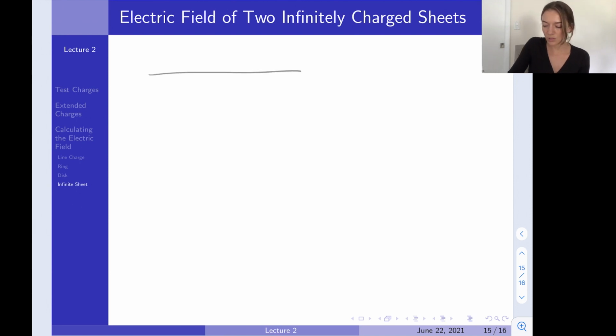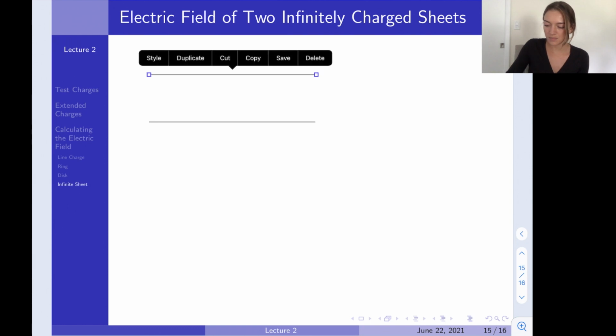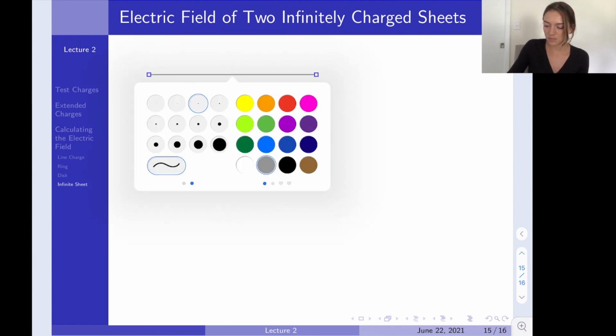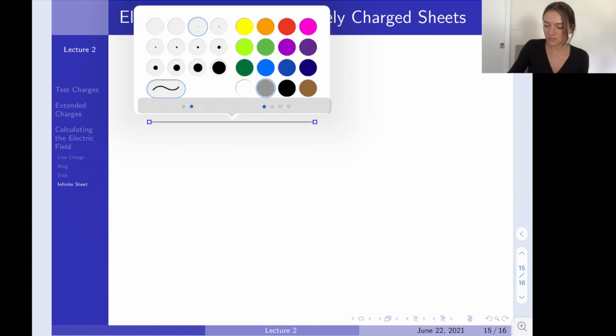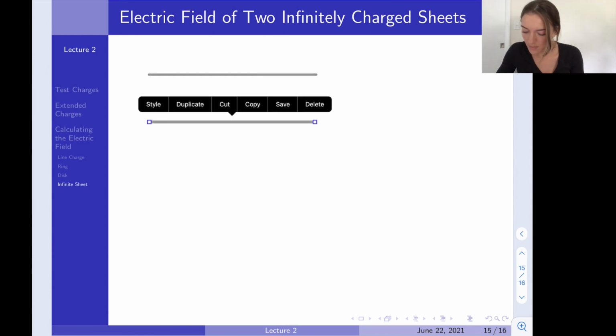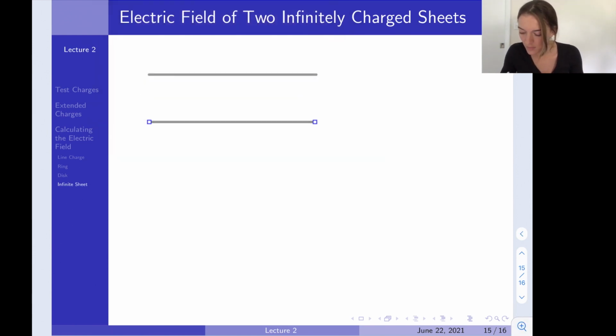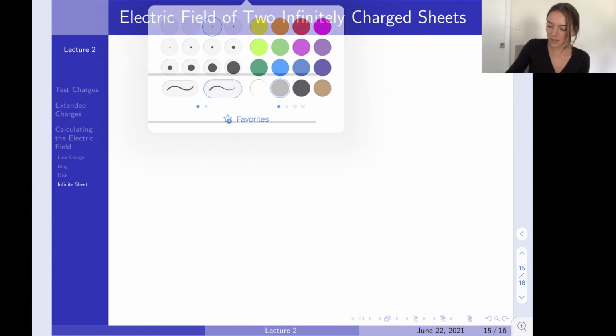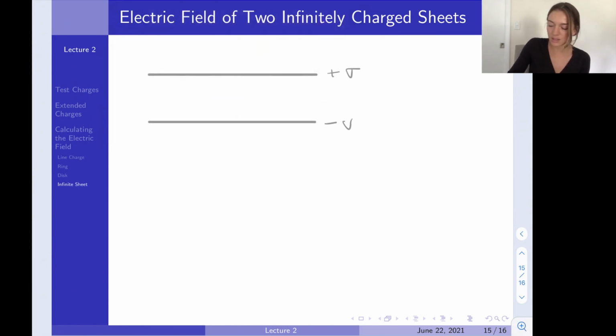So if I took two infinite sheets, so let's say those both go off to infinity. And let's say this top one is positively charged and this bottom one is negatively charged. I know what the electric field will look like for the top one, right? It's going to be pointing away like this. On both sides, it will be pointing away.